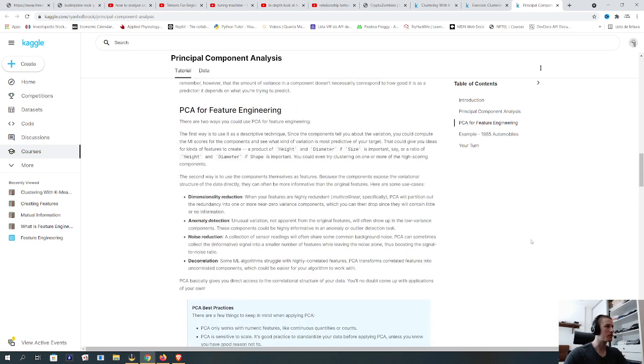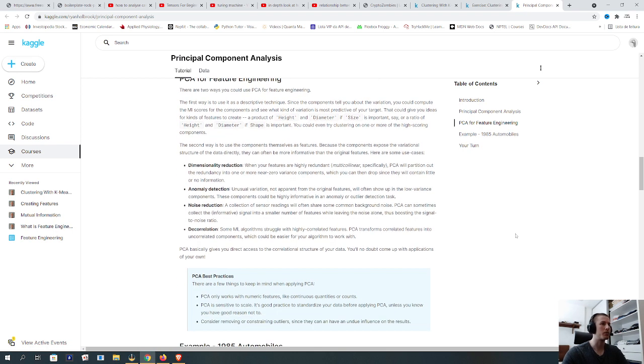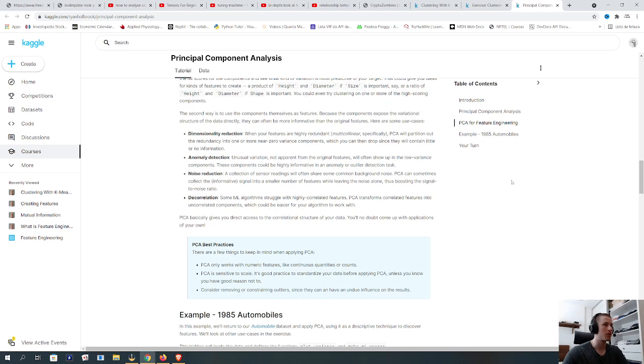PCA for feature engineering. There are two ways you could use PCA for feature engineering. The first way is to use it as a descriptive technique. Since the components tell you about the variation, you could compute the MI scores for the components and see what kind of variation is more predictive of your target. That could give you ideas of what kinds of features to create, a product of height and diameter if size is important, say, or a ratio if the shape variation is important. You could even try clustering on one or more high scoring components.